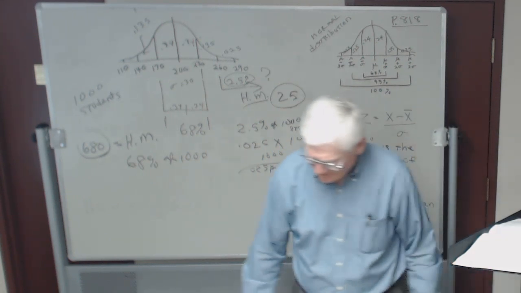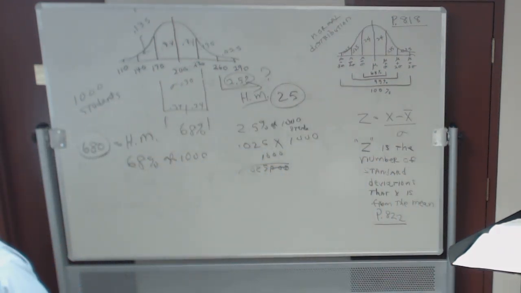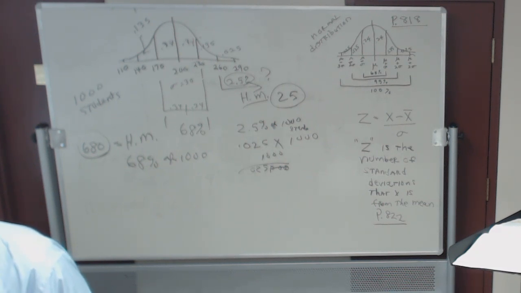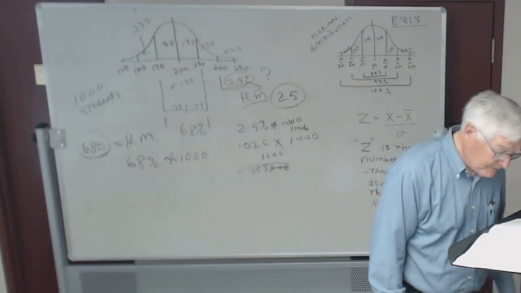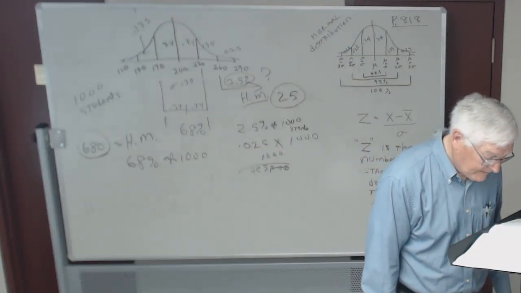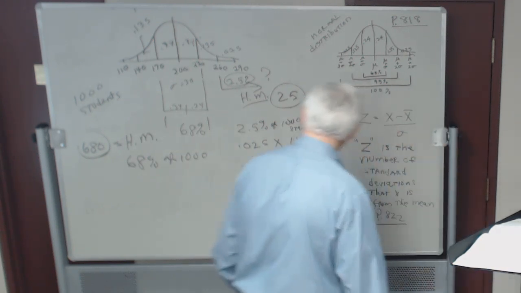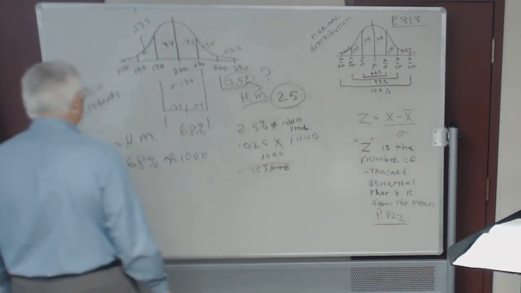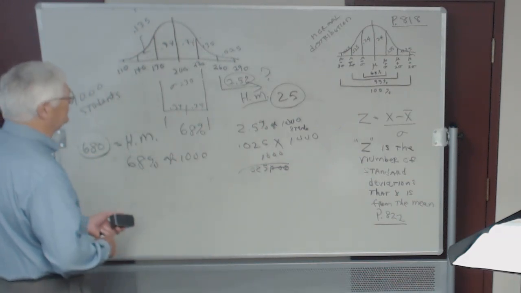Is that right? Let me check and see. Which one is that, number 4? Yep, 25. So what's the next question for number 4? What's the expected range of all the scores? Where do I expect to find 100% of the scores?